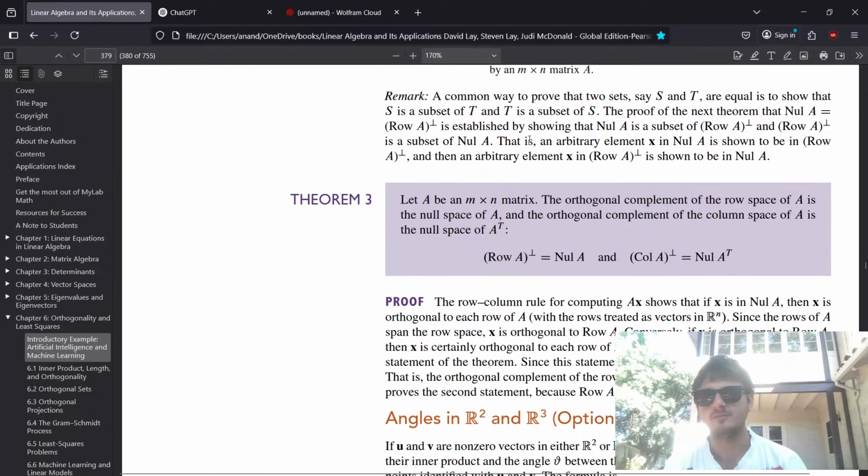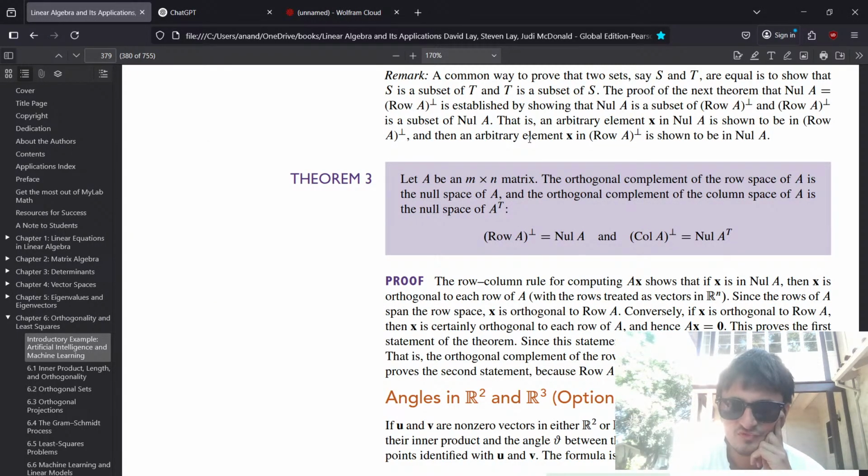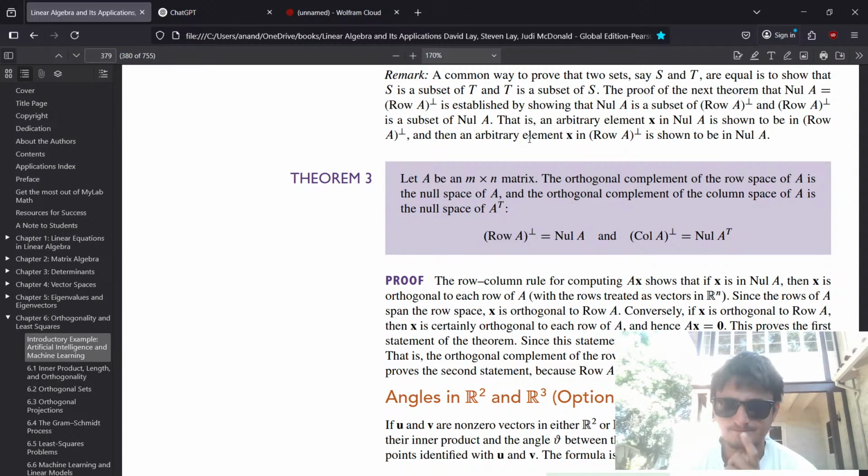Okay, here's the theorem. Let A be an m by n matrix. The orthogonal complement of the row space of A is the null space of A, and the orthogonal complement of the column space is the null space of A transpose.